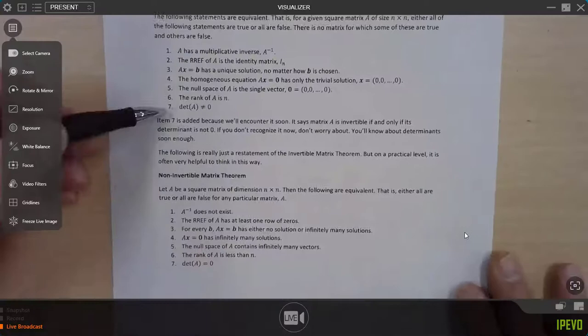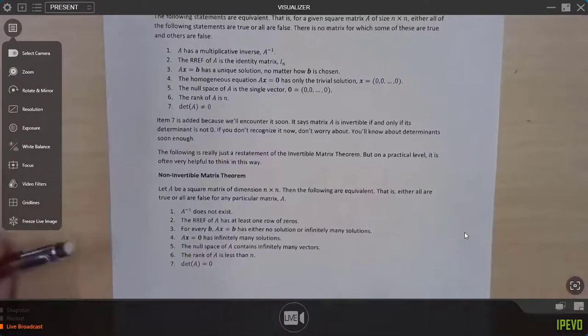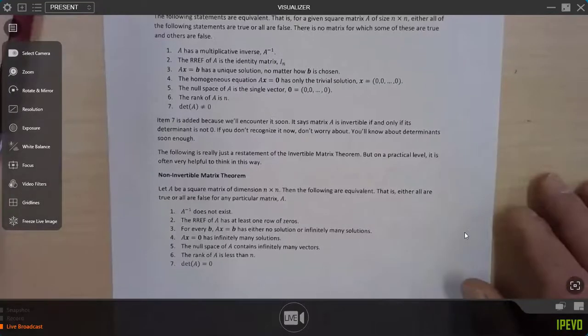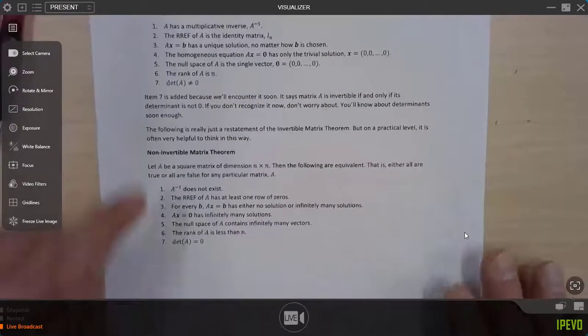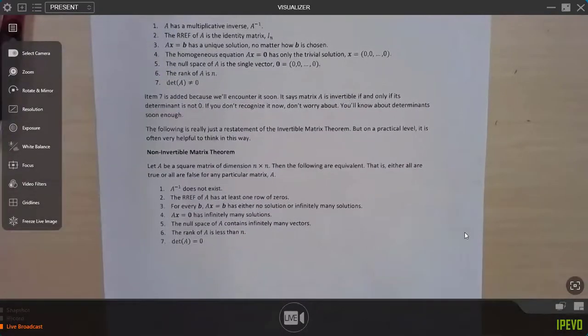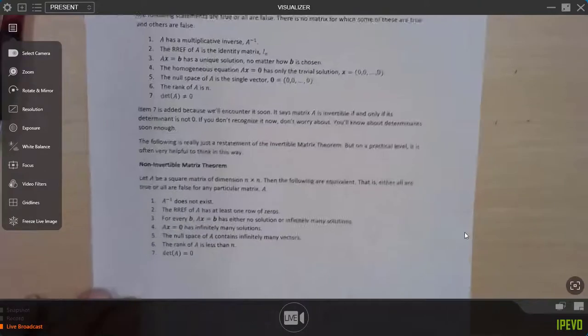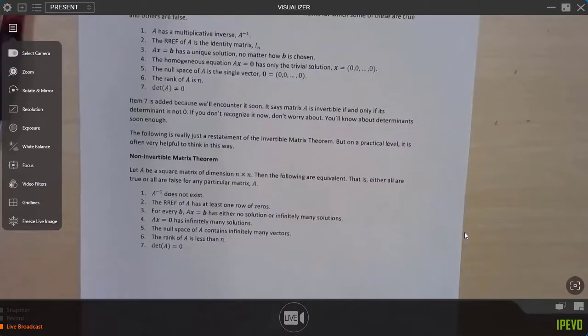If any one of the 7 are true, all 7 are true. If any one of the 7 is false, all 7 are false. So we're actually starting to build up a little bit of theoretical structure. And the reason we're doing it is it's useful. It's not just entertaining.